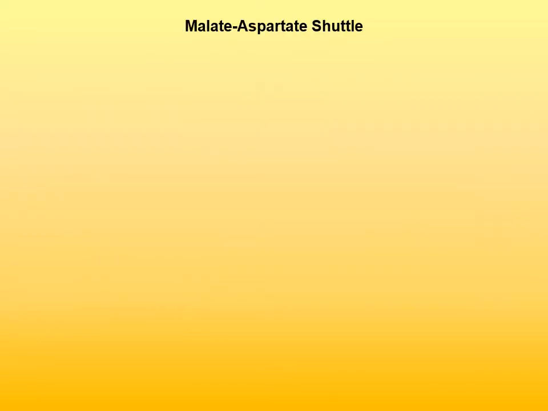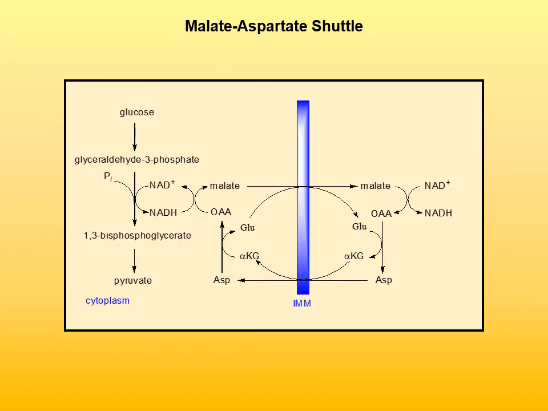The second shuttle that we are going to examine is the malate-aspartate shuttle. It is a more complex and more energy efficient shuttle. The shuttle begins with the reduction of cytoplasmic oxaloacetate to malate by NADH. Malate is transported into the mitochondrial matrix and is then reoxidized by NAD to oxaloacetate. In the course of the reaction, NADH is produced and it is then oxidized by the electron transport chain.